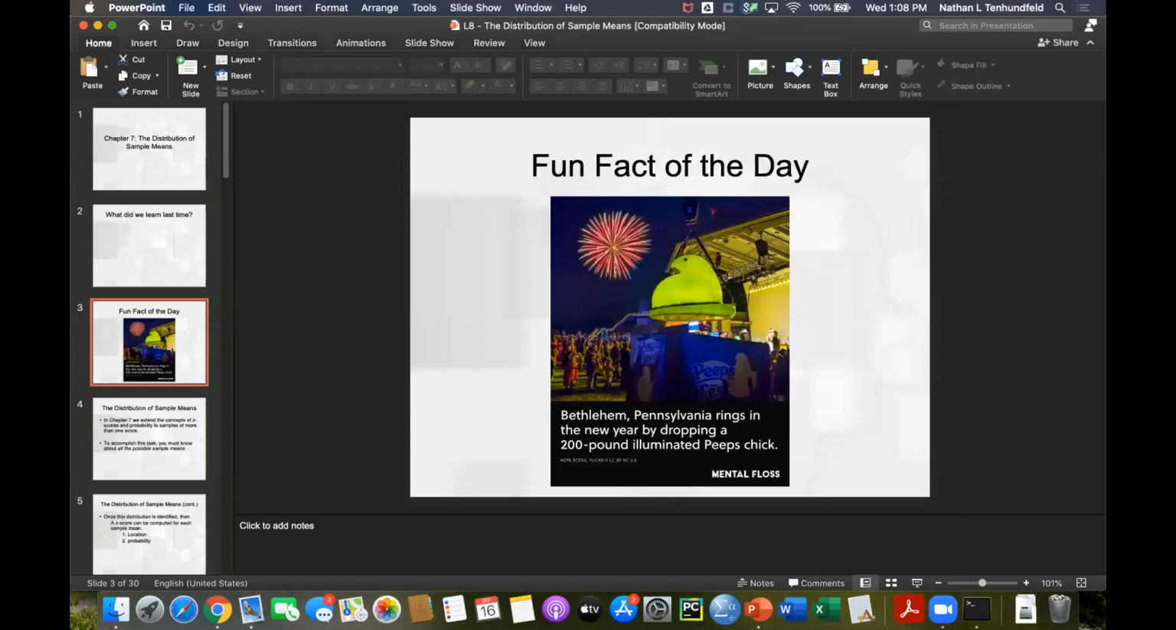Here is your fun fact of the day. Bethlehem, Pennsylvania rings in the new year every year by dropping a 200-pound illuminated Peeps chick. If any of y'all have been down to Mobile, they drop a moon pie for New Year's. So I like those kind of unique traditions.